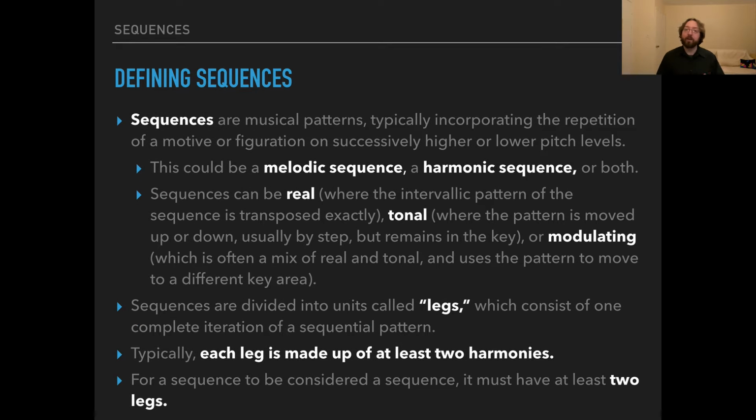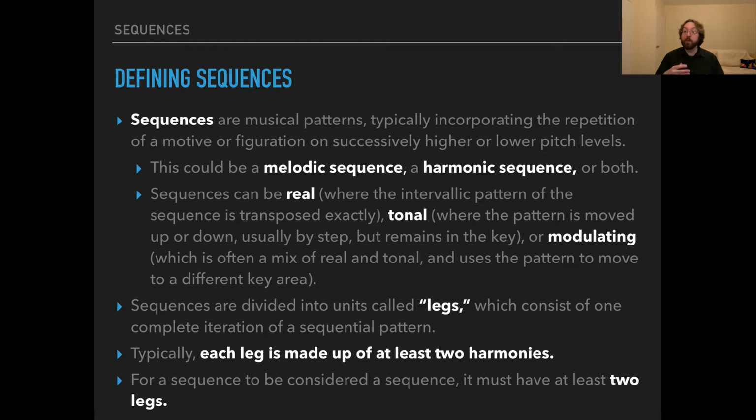So first, let's define what sequences are. Sequences are musical patterns. They typically incorporate the repetition of a motive or figuration at successively higher or lower pitch levels. Sequences could be melodic, where you have a melodic idea that's repeated at a higher or lower step, or harmonic, where you have a harmonic passage that is then repeated at a higher or lower pitch level. Frequently, though, melodic sequences and harmonic sequences are combined and work together.